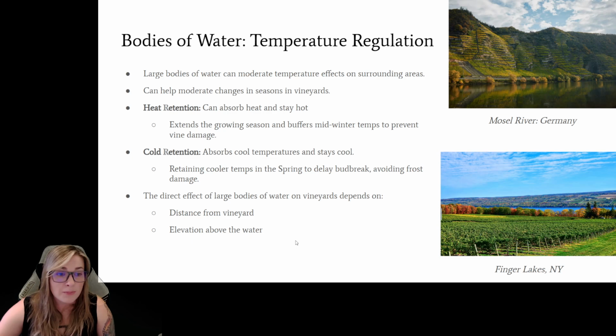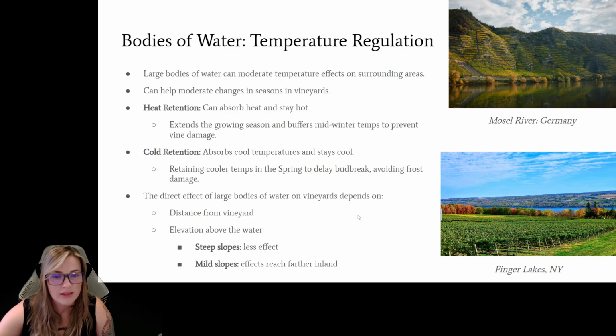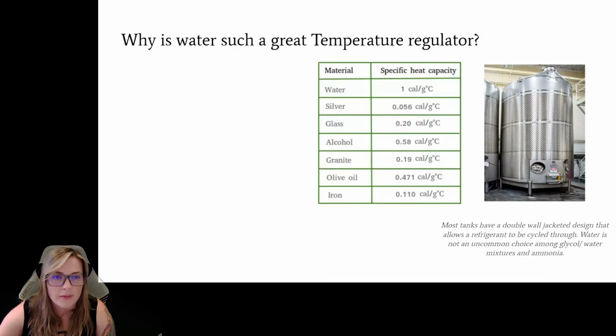The elevation above the water also has an impact. So if you have steep slopes, it has less of an effect. If you have mild slopes, the effect can reach farther inland, right? Because cool air sinks, right? So it's going to stay closer to the bottom. Hot air rises. So any type of effect will stay closer to the bottom there.